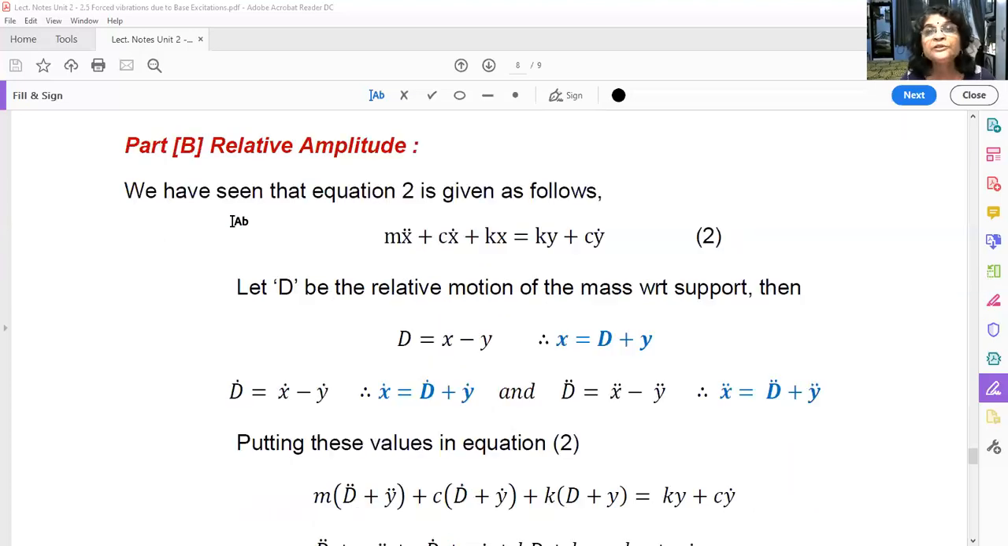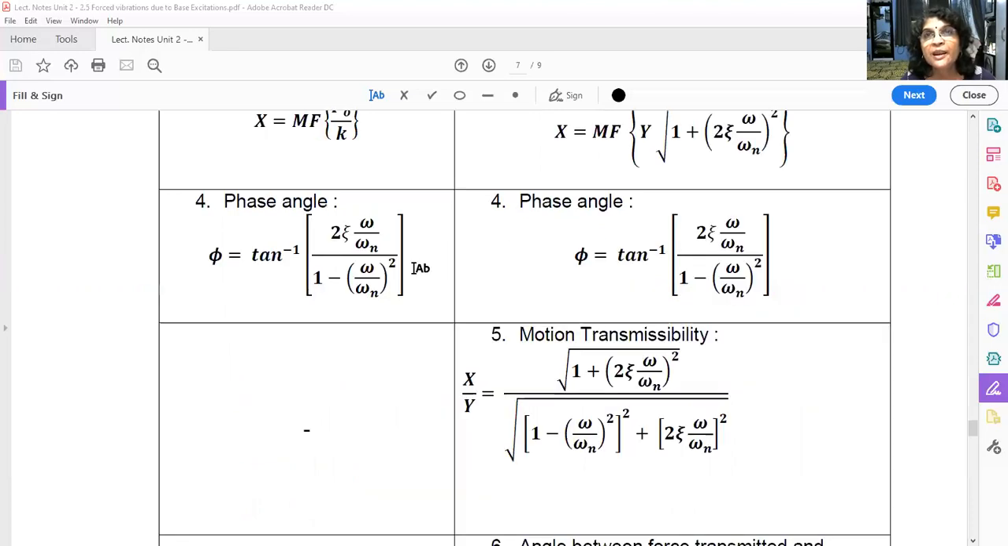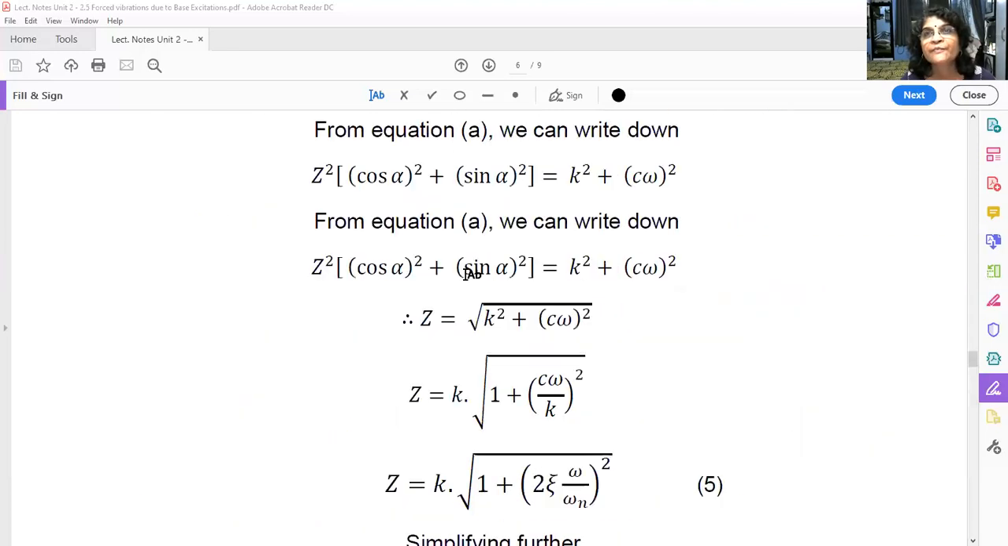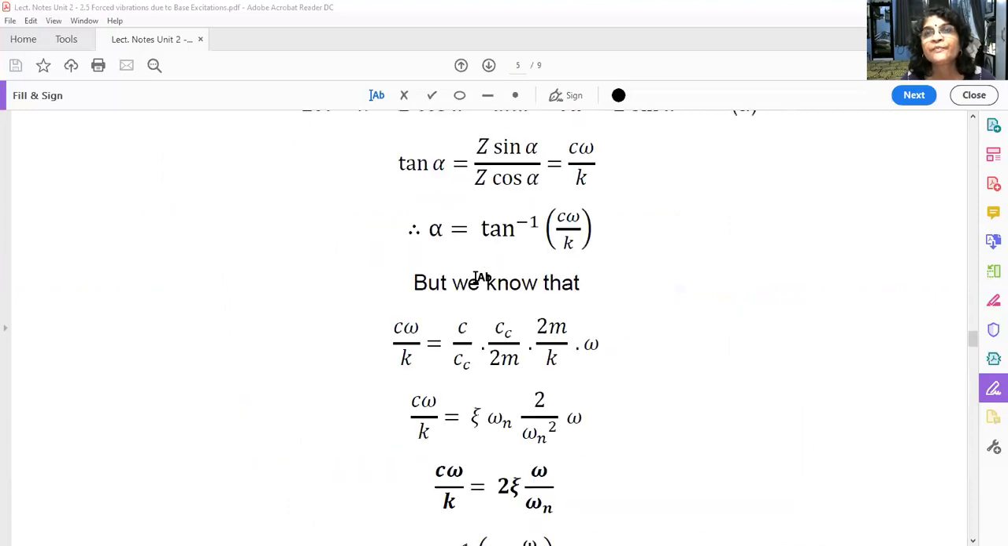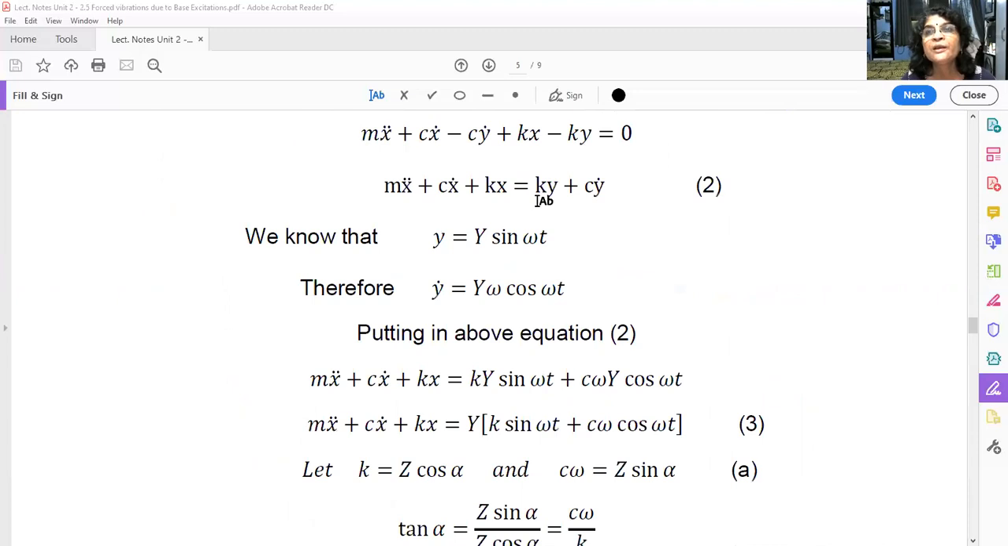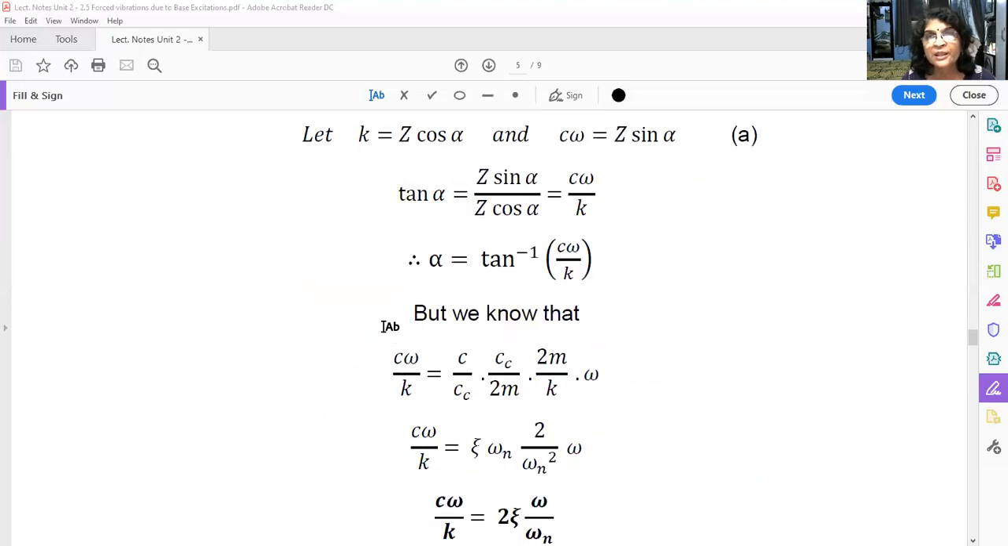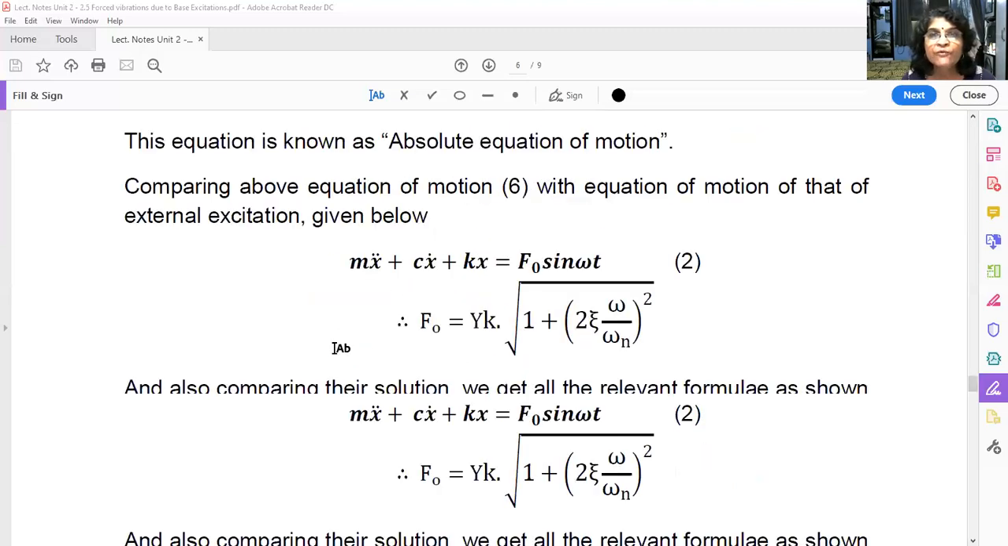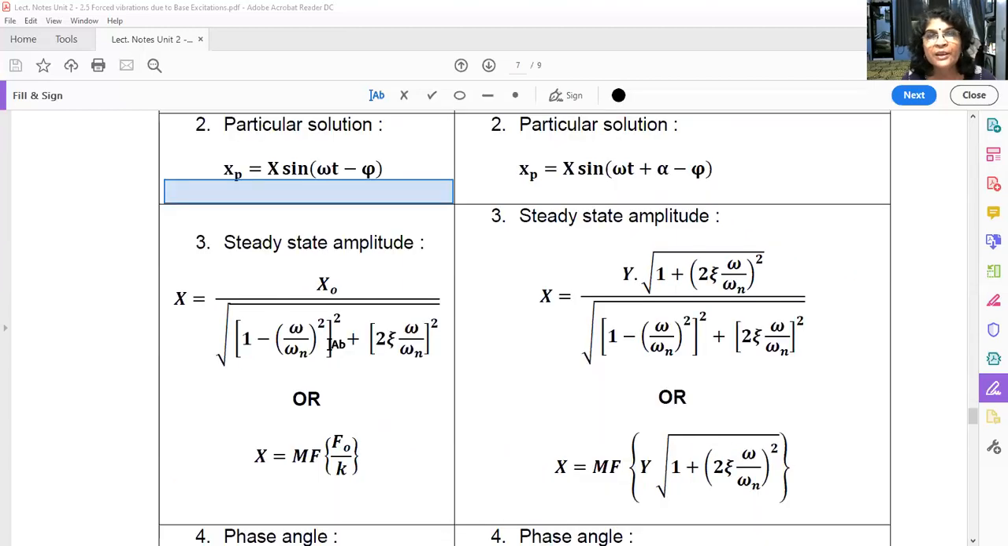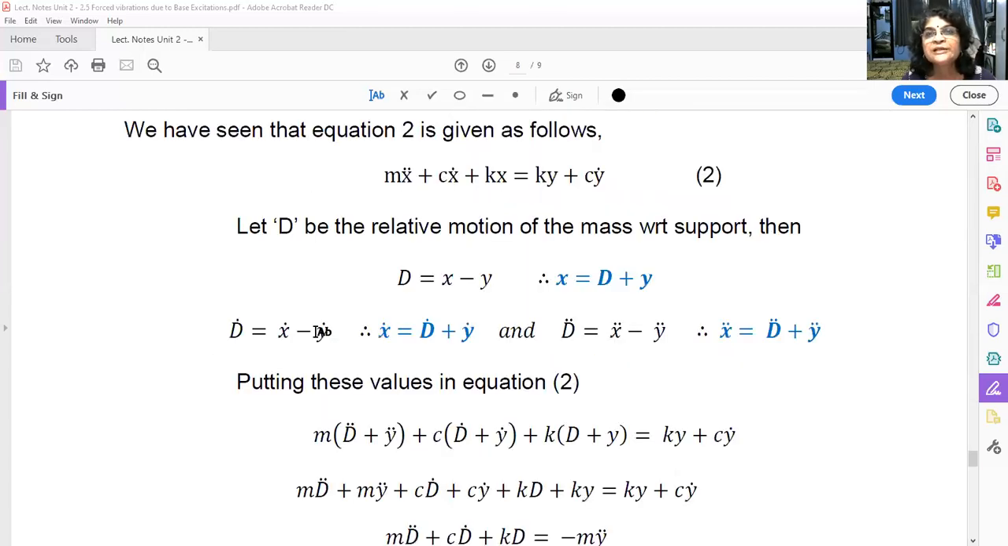So we have seen this equation, m x double dot plus c x dot plus k x equal to k y plus c y dot. Remember, no? Let us go there and cross check this equation. See here, we have written this equation, equation number 2. We derived this by applying D'Alembert's principle: m x double dot plus c x dot plus k x is equal to k y plus c y dot. Now we have to study this equation to find out the relative amplitude.